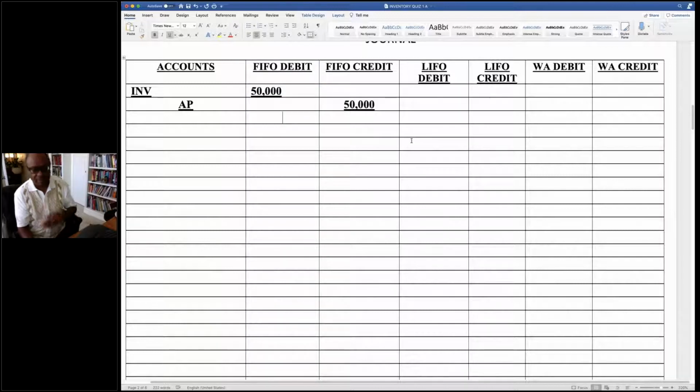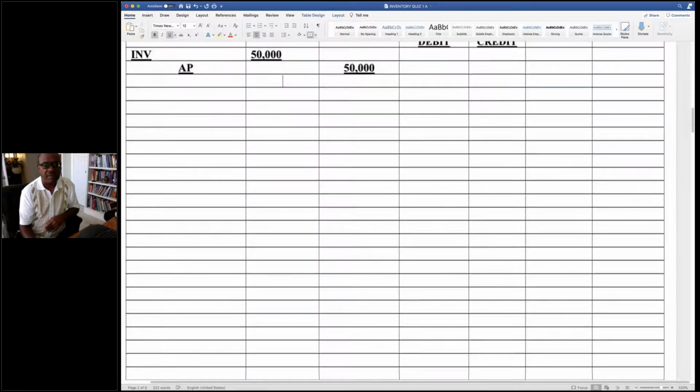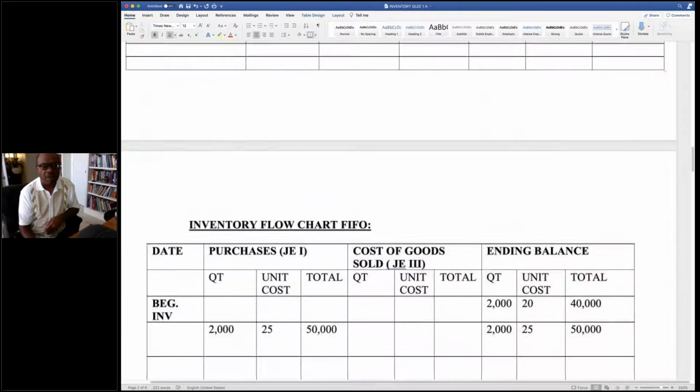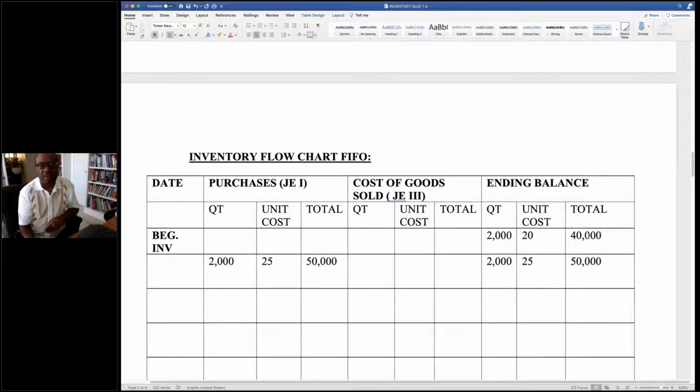So to be clear, the beginning inventory, you're saying that we don't put that as a journal entry at all. You've already made a journal entry in a prior period. Okay.